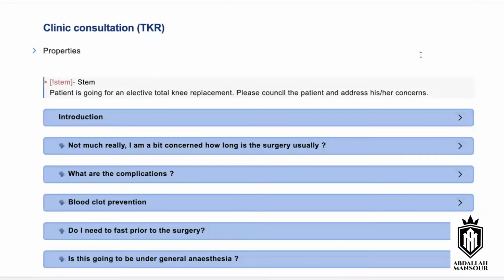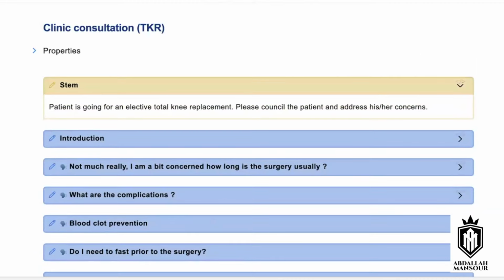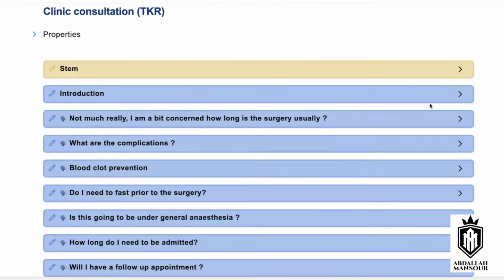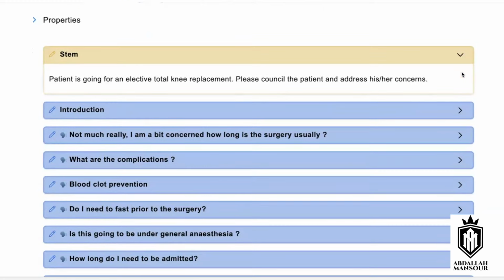You're in clinic. You're one of the SHOs in the clinic, and you have a patient who's going for a total knee replacement on an elective basis, and they have a few questions for you. Would you like to please speak with them, if that's okay? Yes.